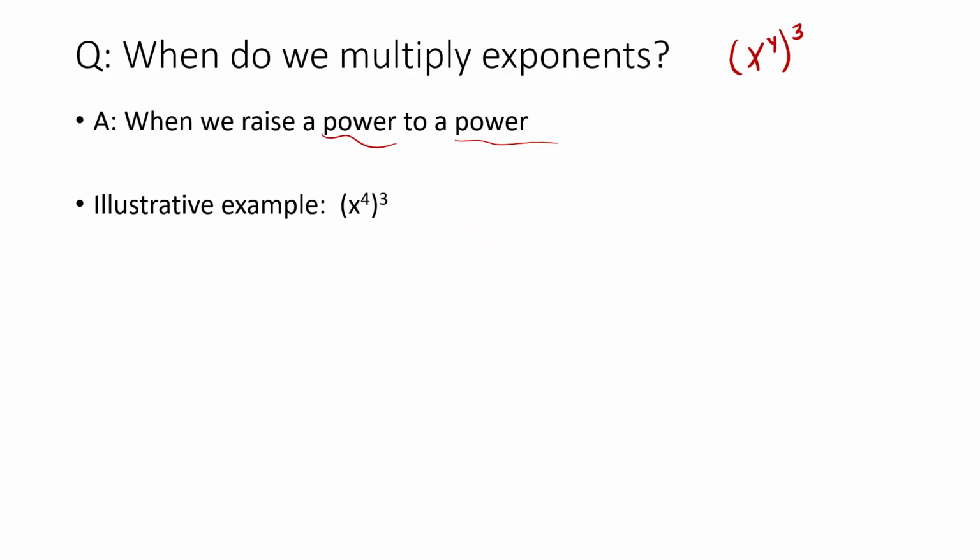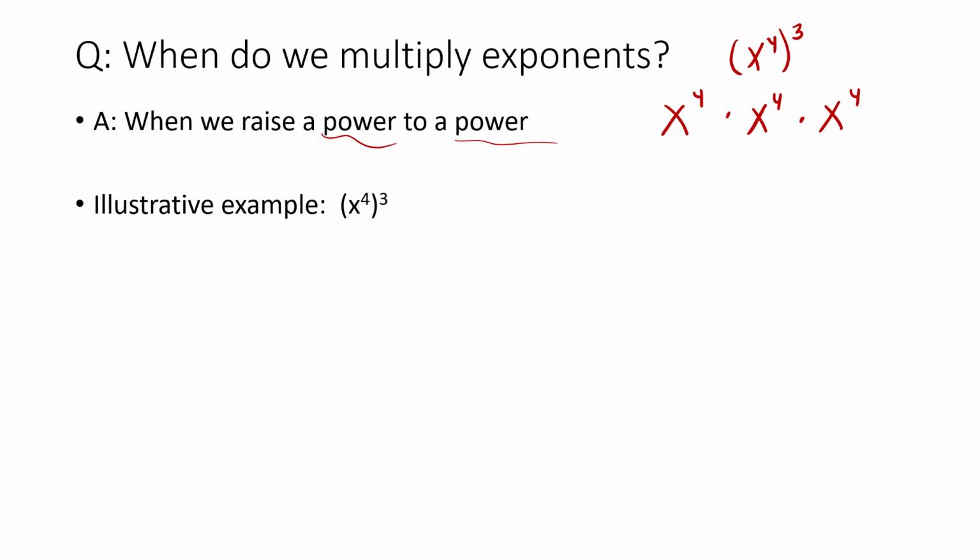So if I have x to the 4th raised to the 3rd power, well, that means I'm cubing something. And the thing I'm cubing is x to the 4th. So x to the 4th raised to the 3rd power literally means x to the 4th times x to the 4th times x to the 4th, because that's what it is to cube. Well, what we've done when we do that is we have changed it into the previous kind of problem where we are multiplying like bases.